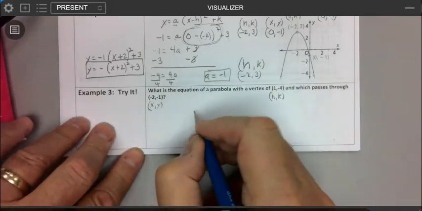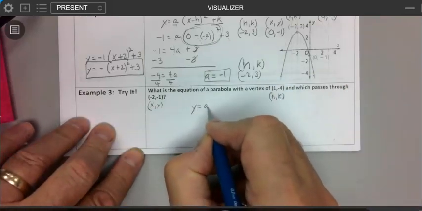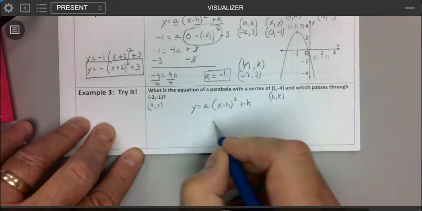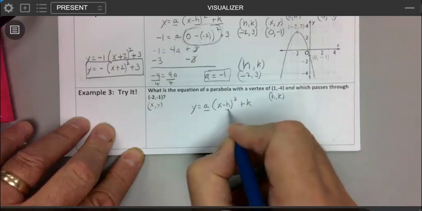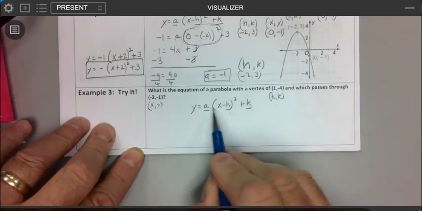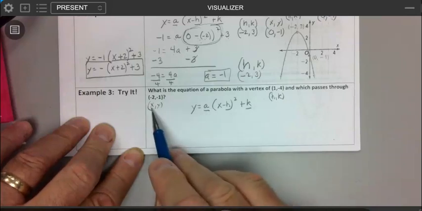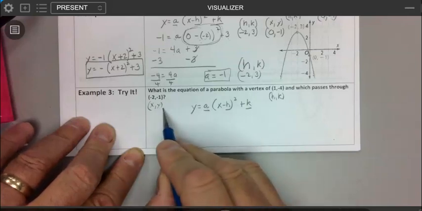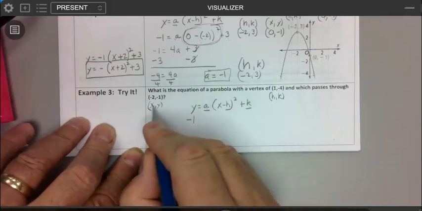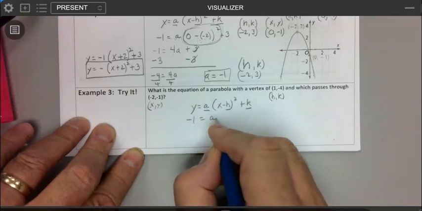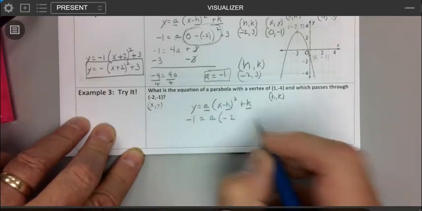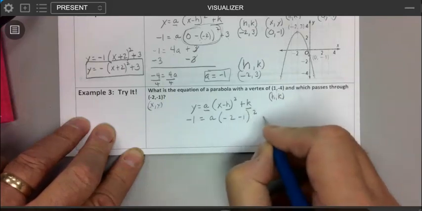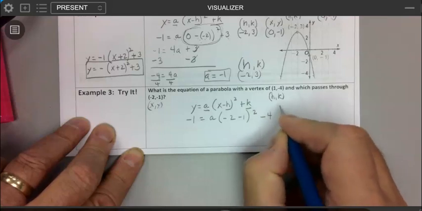So my equation in vertex form is y equals a times (x minus h) quantity squared plus k. So I need to know a, h, and k. Well, I know h and k, and I don't know a. So I'm going to plug in these four variables and solve for a. It's my unknown. So y is -1. See, I like to label these so I know which one it is. Equals a times (x is -2 minus 1, because h is 1) squared minus 4, because k is -4.